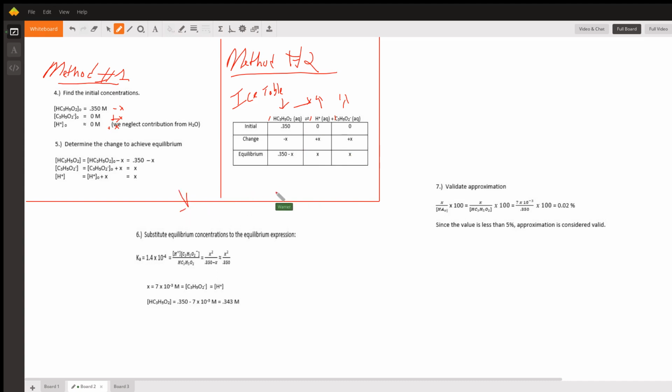So from these two methods, we can substitute the concentrations into the equilibrium expression, which is going to give us x squared over 0.350 minus x. Since x in the denominator is going to be very, very small due to the small amount of Ka, we can simply ignore the x. So it's just going to become x squared over 0.350. Through algebra, we find that x is going to be 7 times 10 to the negative 3, which is going to be the concentration of the hydrogen species and the anion species.